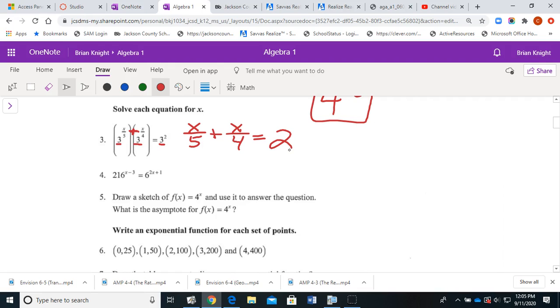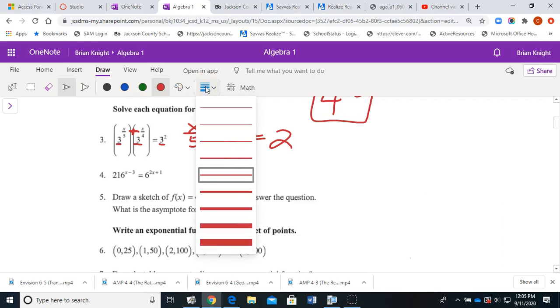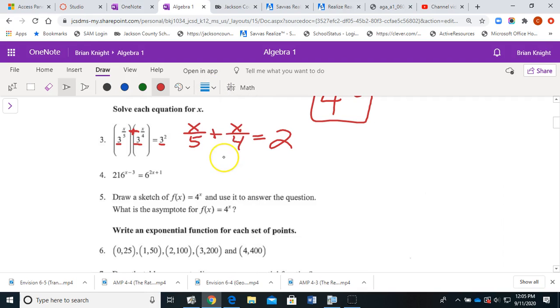Now you can put it in your calculator if you want to. 1/5 plus 1/4, okay? Here's how I always do it. The bottom number, you multiply them, okay? So that will just be 20. The 4 goes over here, and the 5 goes over here. So that's 4x plus 5x. Needs to equal 20. Not 20, excuse me. 2. Sorry about that. And then you work it.